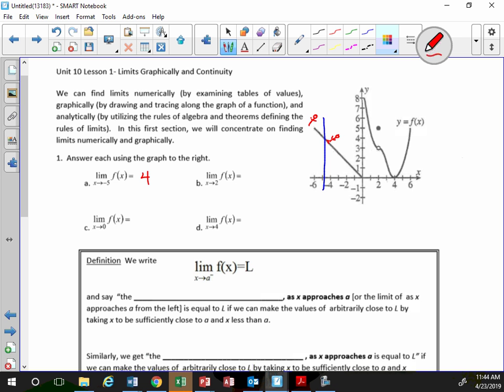All right, try B, C, and D for me. You still have that hole at that point. It's still approaching where the hole is. Yeah. The point is just there to mess with you. Don't let it. I know. Just purposely messes with you.